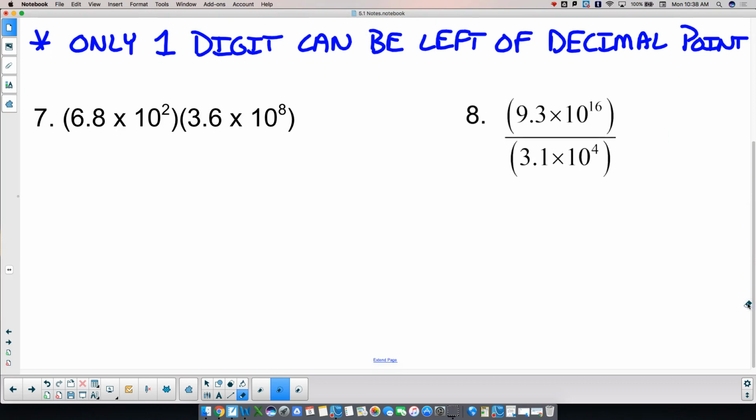We will only be multiplying and dividing numbers in scientific notation. It is very hard to add and subtract numbers in scientific notation because they're just different sizes. So multiplying and dividing will be what we do. And how we do it is we take the term that's in front of the times 10 to the whatever power, and we do whatever it is we are doing. In number 7's case, we're multiplying. So I would multiply those two numbers.